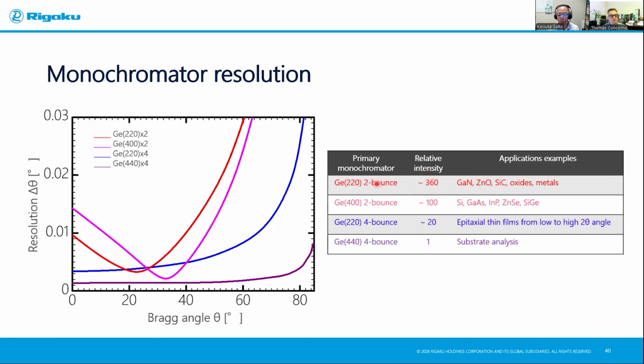For 2-bounce, we normally apply it to gallium nitride, zinc oxide, silicon carbide, and epitaxial metal oxide films. For 4-bounce, we typically apply it to compound semiconductors like silicon, gallium arsenide, indium phosphide, these kinds of things. 4-bounce is used only when you need constant resolution over a wide 2 theta range. Intensity is very small compared to 2-bounce.